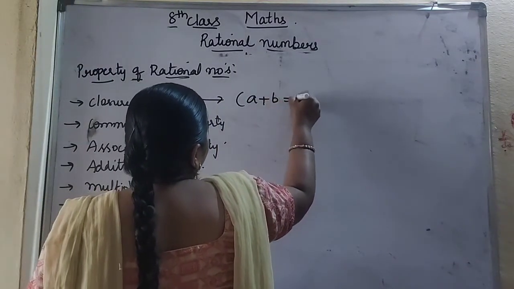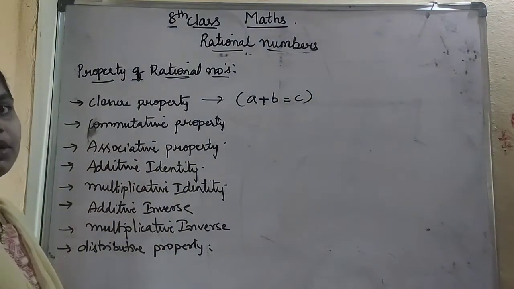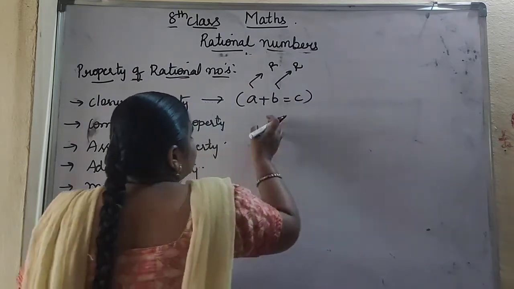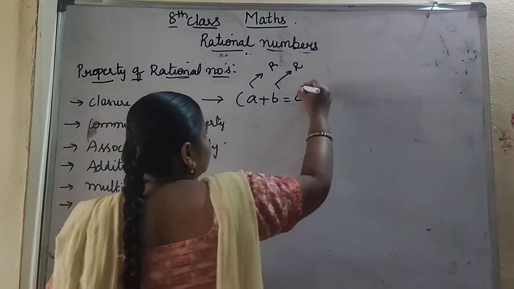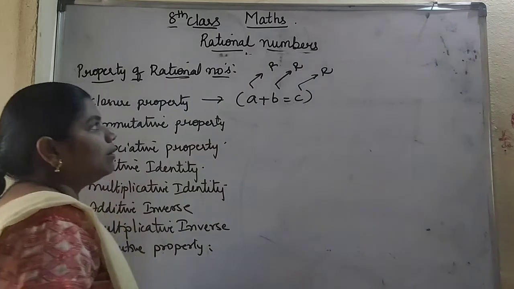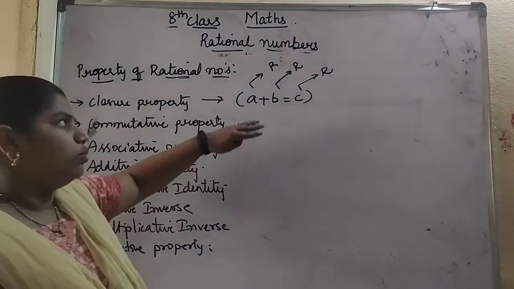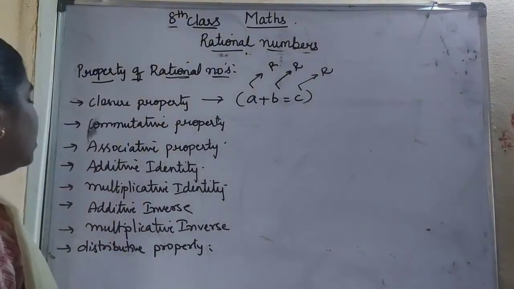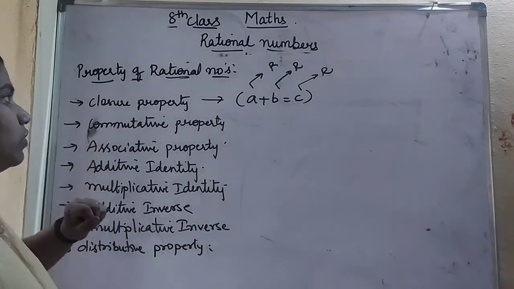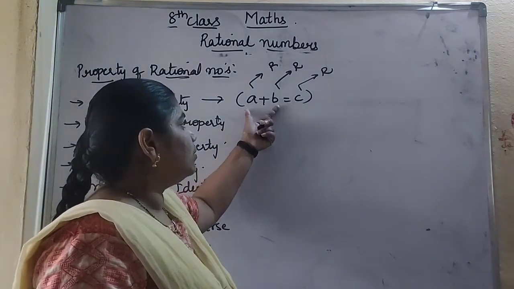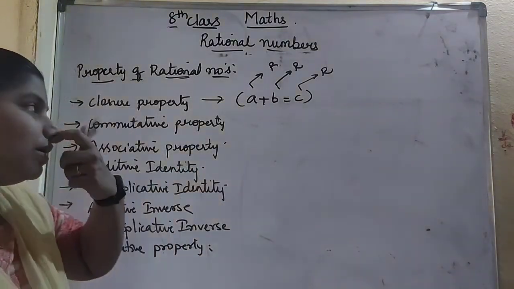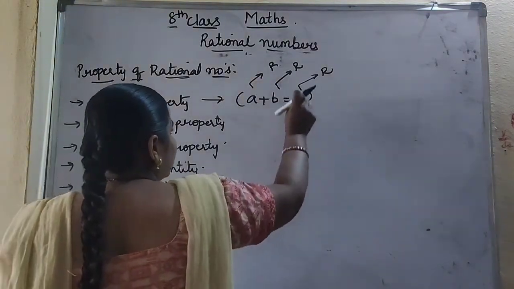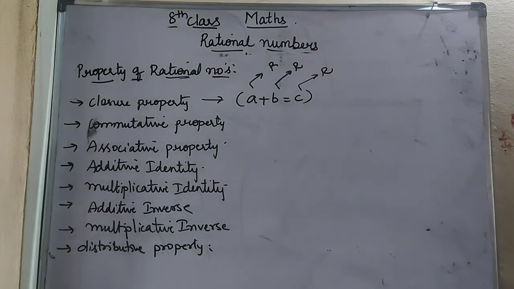So what is closure property? The sum of two rational numbers should again be a rational number. Here A is a rational number, B is also a rational number. If you add any two rational numbers, the result should again be a rational number. This is for addition; I am only writing the general forms, and we can take it in detail in the next class.